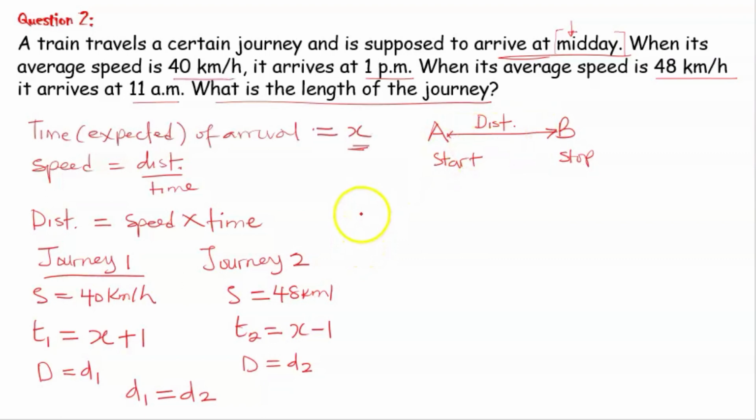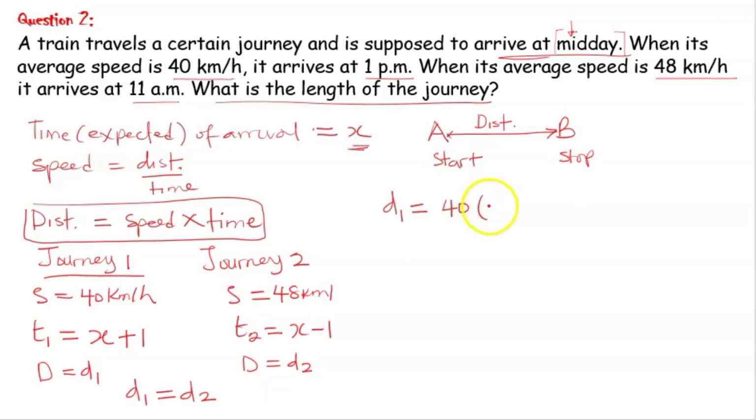All right, so let's now make the distance the subject of the formula, just like what we have done here. We are able to see distance is equal to speed times time. So for the first case, which is the first journey, D1, the distance, is going to be the speed, which is 40, multiplied by the time, which is X plus 1.